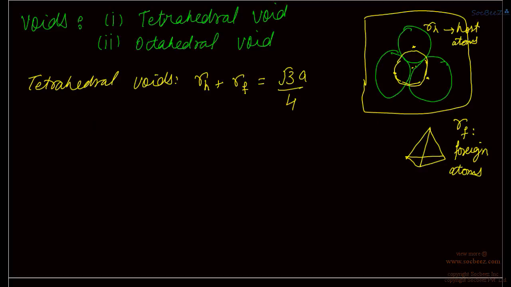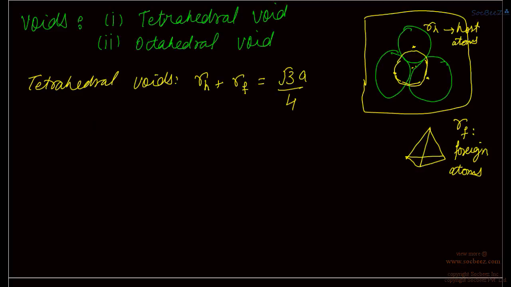This can be proved very easily if you apply an elementary level of mathematics knowledge, just like we did in calculating the packing fraction or the radius in the previous parts, or in simple cubic structure or body centered cubic structure. So in case of tetrahedral voids, RH plus RF equals root 3a by 4.